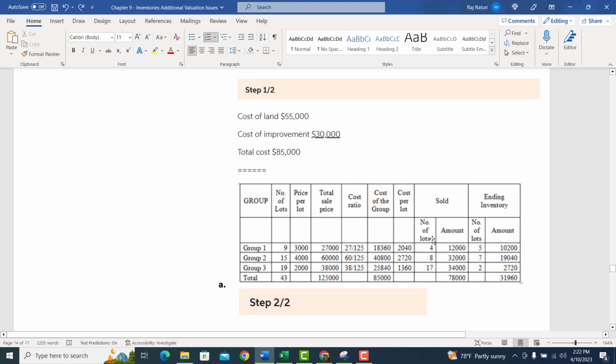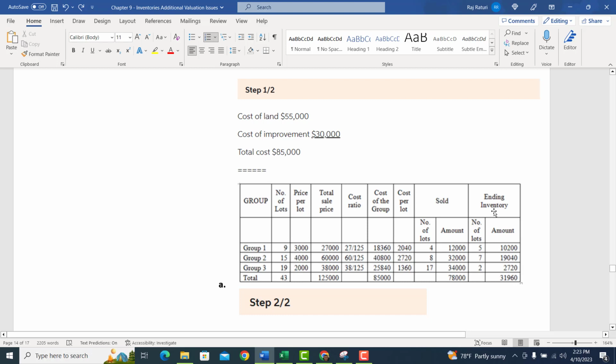So how do I do that? I take the number of lots, multiply by the cost per lot to get the cost of goods sold. I have the number of lots, and I multiply this by just the price per lot to get the value sold. And here we have the ending inventory.